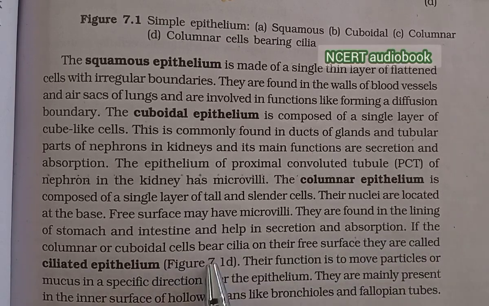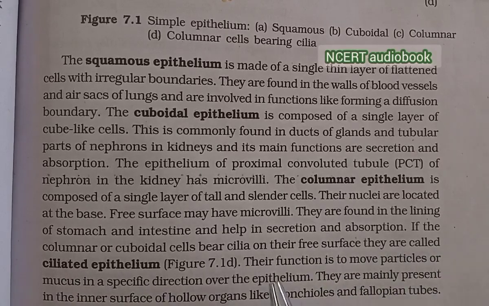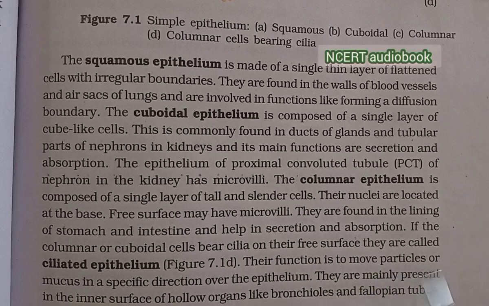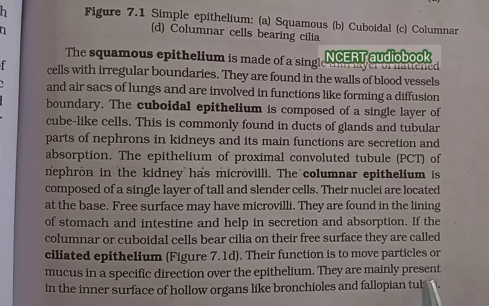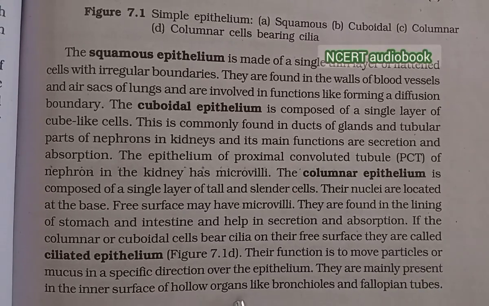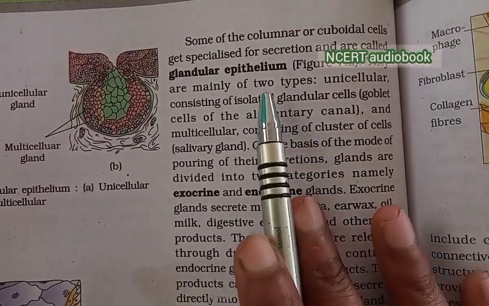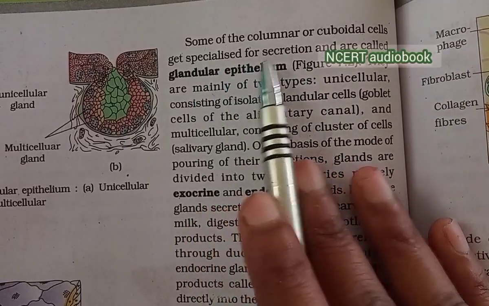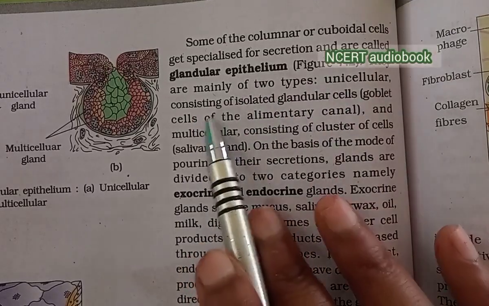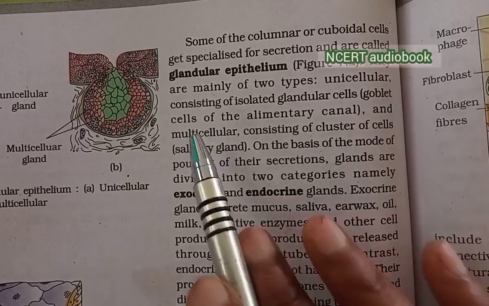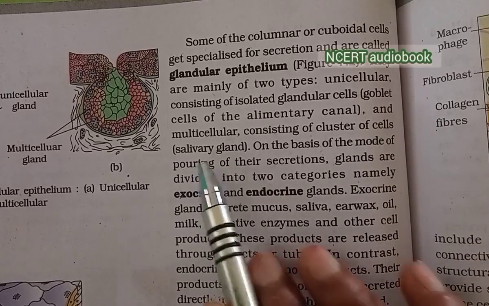If the columnar or cuboidal cells bear cilia on their free surfaces, they are called ciliated epithelium. Their function is to move particles or mucus in a specific direction over the epithelium. They are mainly present in the inner lining of hollow organs like bronchioles and fallopian tubes. Some of the columnar or cuboidal cells get specialized for secretion and are called glandular epithelium. They are mainly of 2 types: unicellular, consisting of isolated glandular cells, goblet cells of the alimentary canal, and multicellular, consisting of clusters of cells, salivary gland.